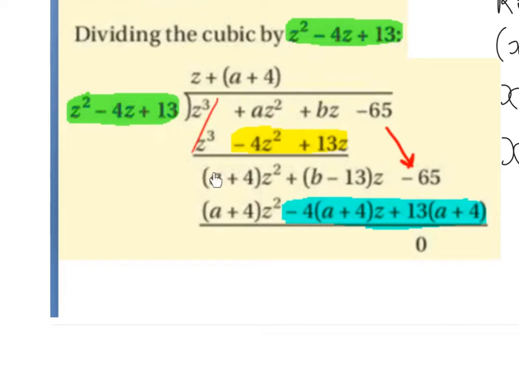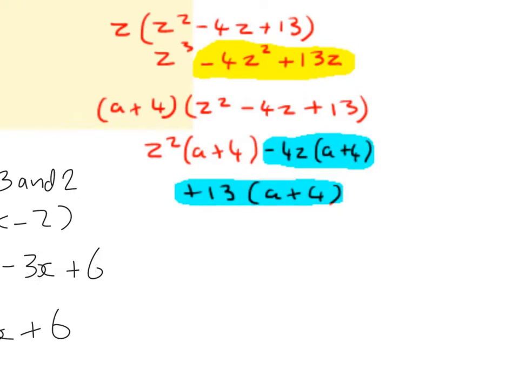So a plus 4z squared divided by z squared leaves us with a plus 4. So now we're going to multiply a plus 4 by z squared minus 4z plus 13. So a plus 4 times z squared minus 4z plus 13 will be z squared times a plus 4 minus 4z times a plus 4 plus 13 times a plus 4.